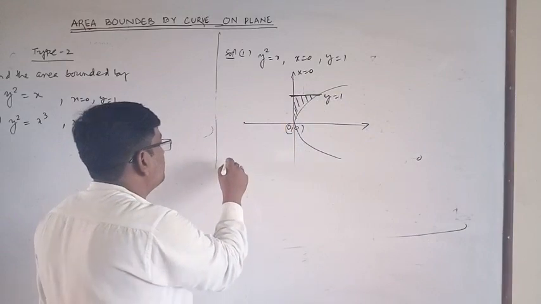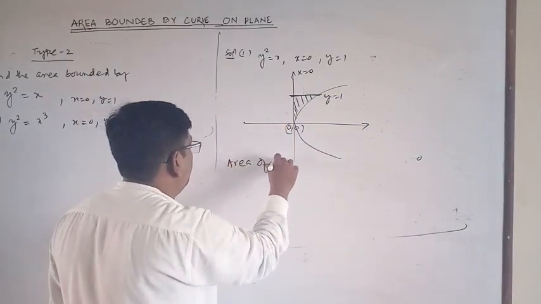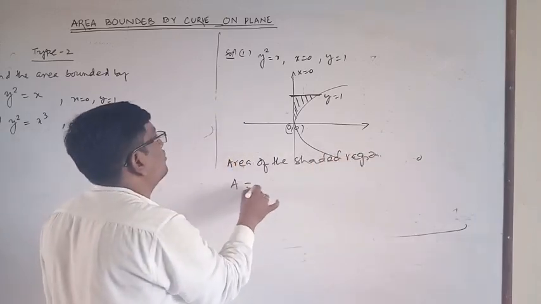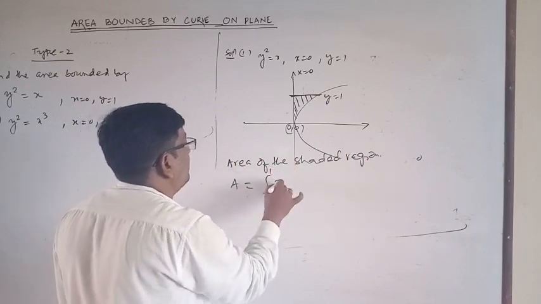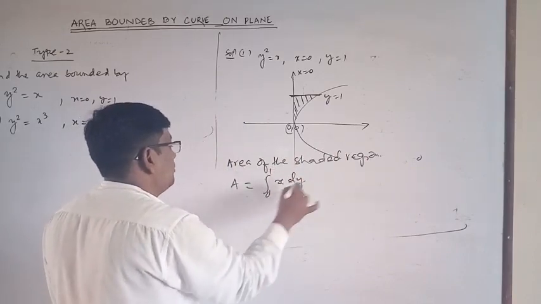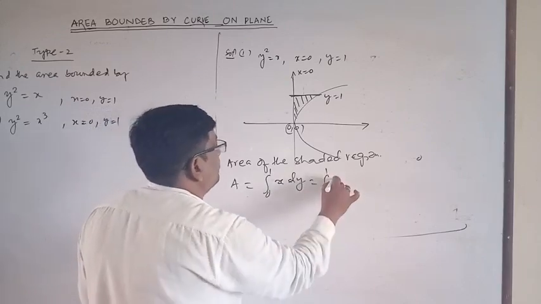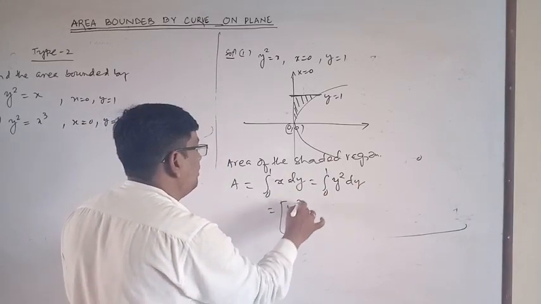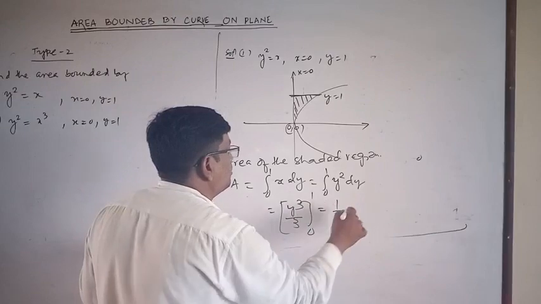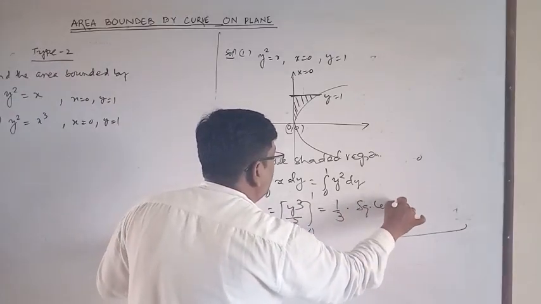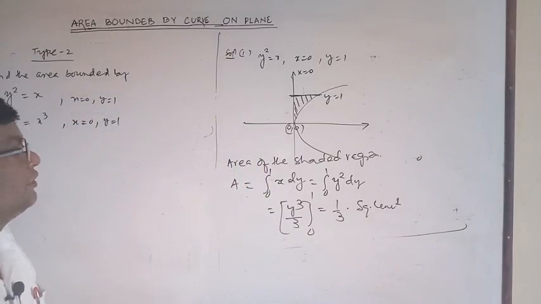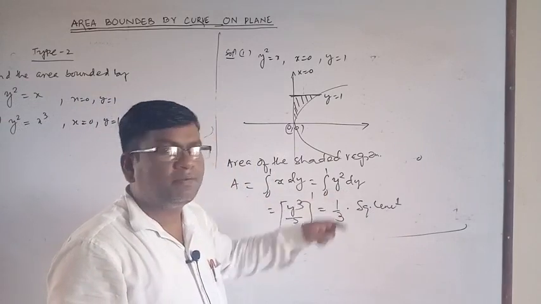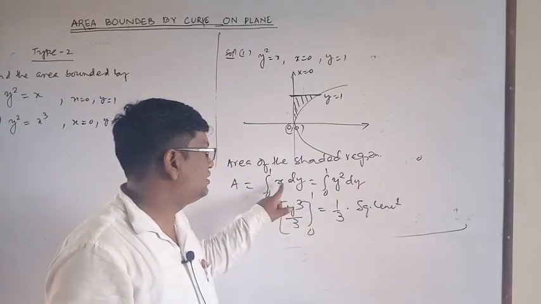So area of the shaded region A is equal to the integral from 0 to 1 of x dy. So this is 0 to 1, value of x means what? y square into dy. This is y cube by 3, limit 0 to 1, 1 by 3 minus 0 square unit. This is 1 by 3 square unit. If the limit is written in terms of y, then it is dy, and this is x dy.